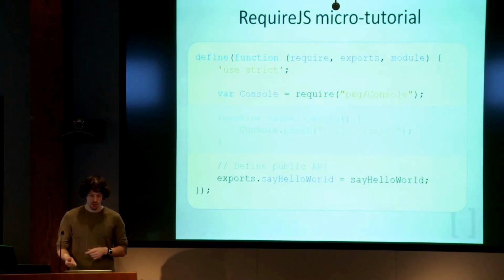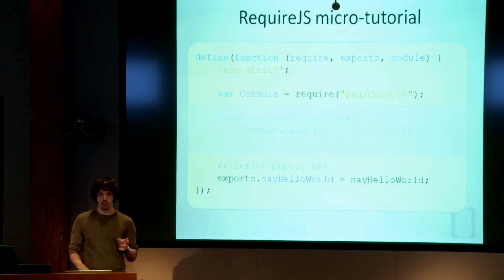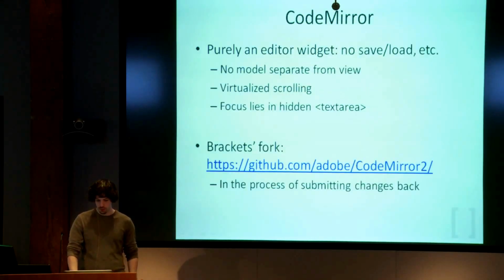And so that exports object turns into the object that other modules see when they import this module. So for example, here you can see the console module has a print method. If you're in the console module, you would see in that export section, exports.print equals whatever function implements print. So that's RequireJS in a nutshell.